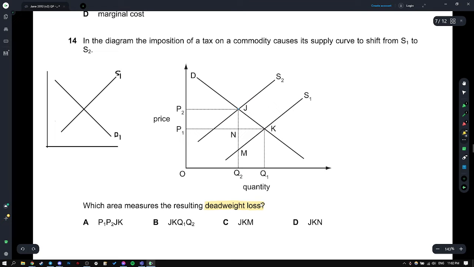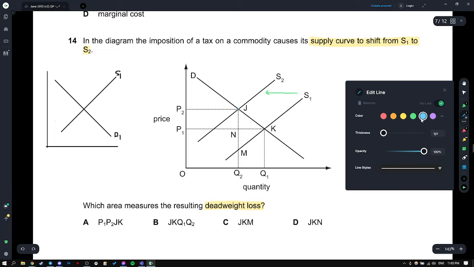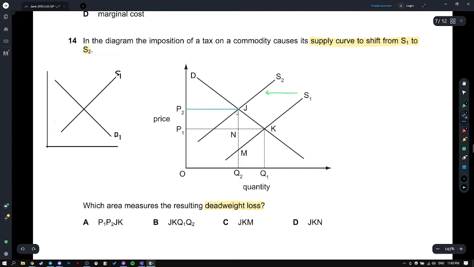Deadweight loss. Okay. So we know that when there's a tax imposed by a government, the supply curve will shift to the left from S1 to S2, as we see here. Let's draw this arrow so it's easier to understand. And whenever there's a tax, usually there will be a tax burden on consumers and producers, correct? Yes. And this tax burden is seen through this area here, where the top portion is paid by the consumers and the lower portion is paid by the producers.